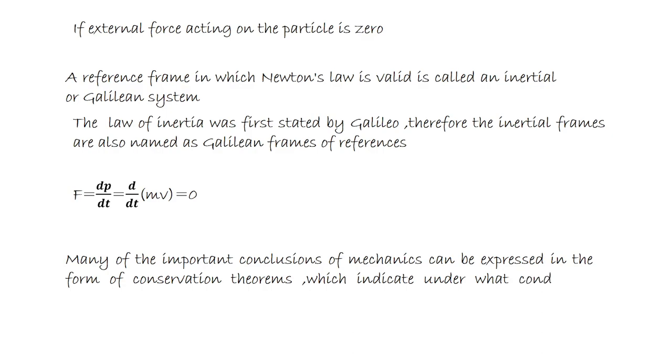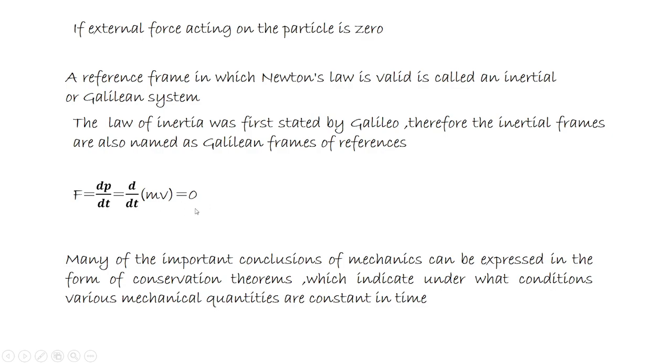Many of the important conclusions of mechanics can be expressed in the form of conservation theorems, which indicate under what conditions various mechanical quantities are constant in time. So this is the direct evidence of conservation of linear momentum. This conservation of linear momentum is an important relation that follows from Newton's second law. In the absence of external force, the quantity p is constant.